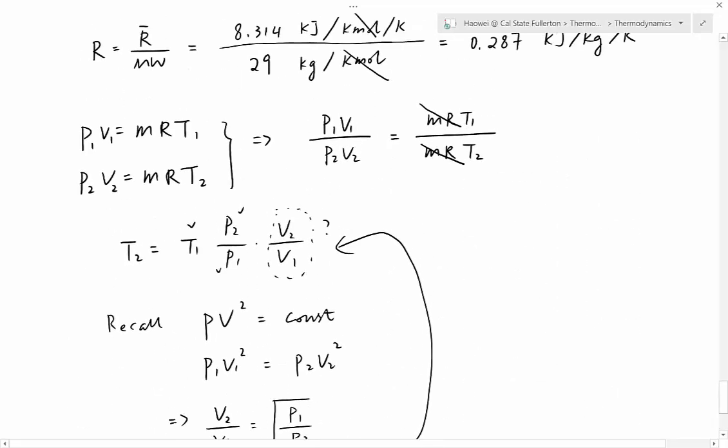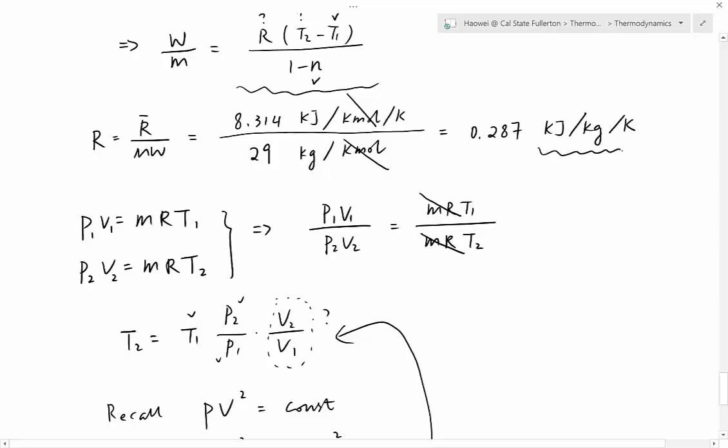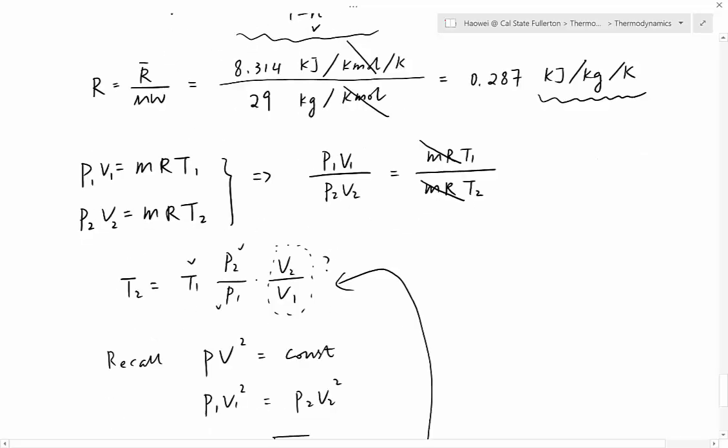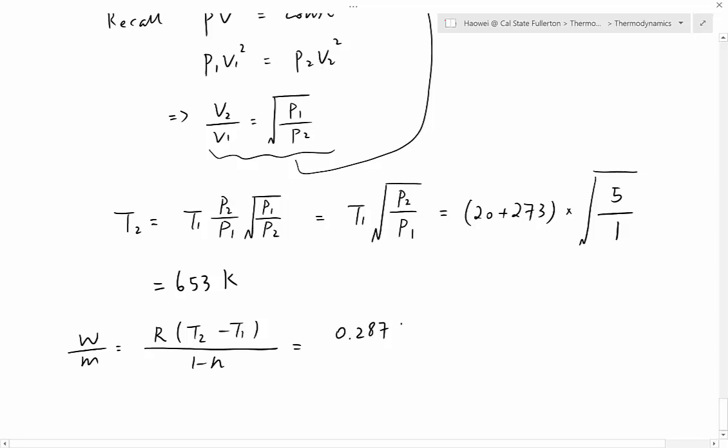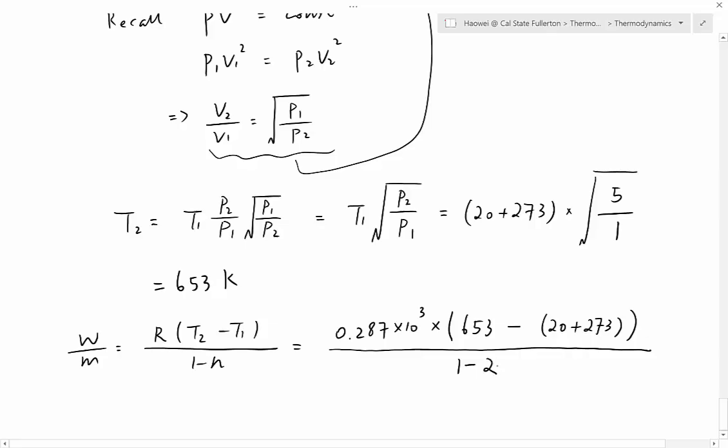Why? Because the unit is kilojoule per kilogram per Kelvin, and a kilojoule is not SI, so we need to convert kilojoule to joule, which is SI, by multiplying by 1000. SI unit times T2, 653 Kelvin, SI unit already, minus T1. T1 is given as 20 Celsius, so convert it to Kelvin first. And then divided by 1 minus n. The index n is given, which is 2.